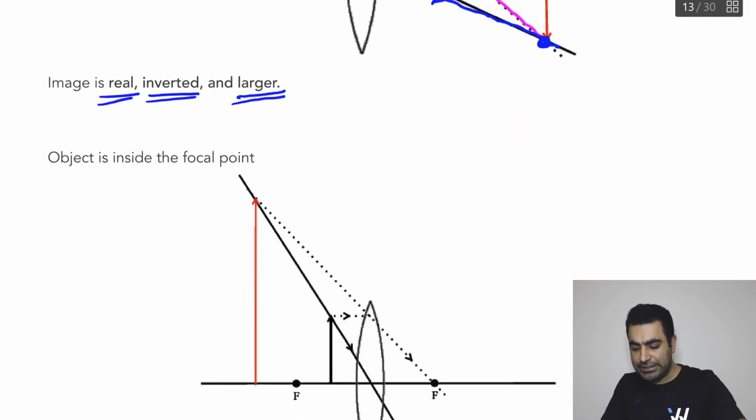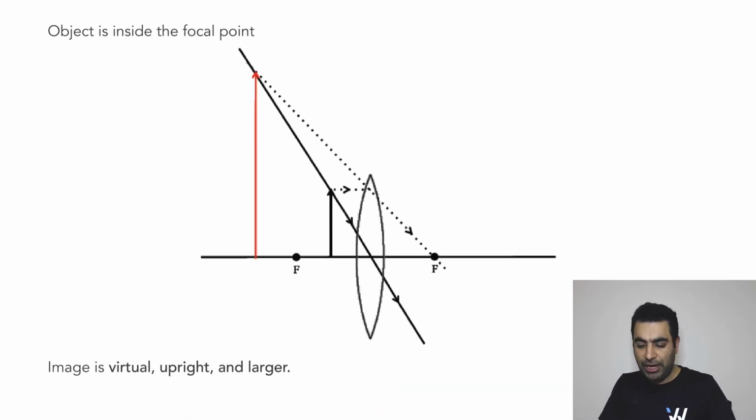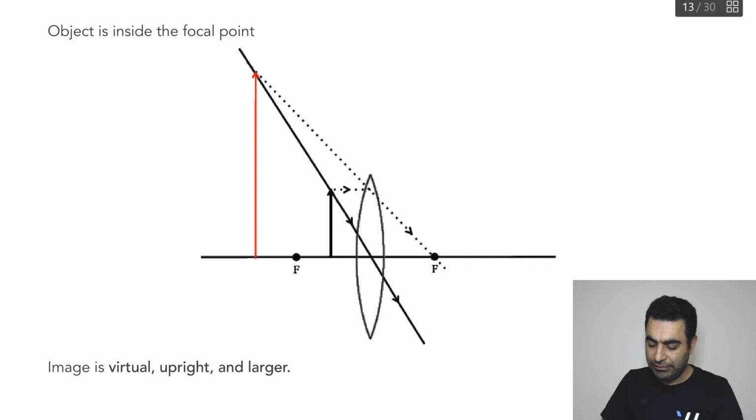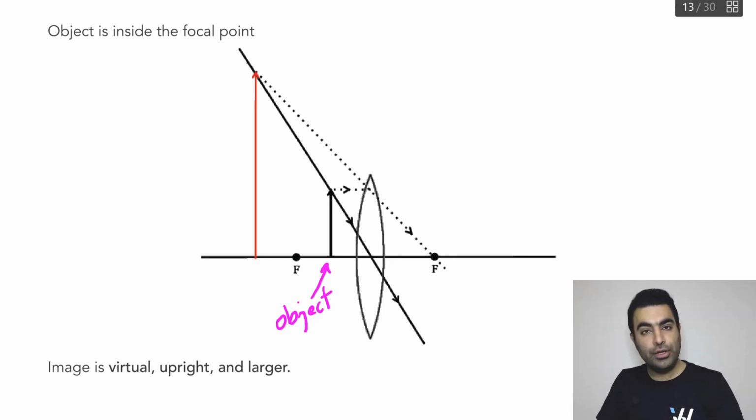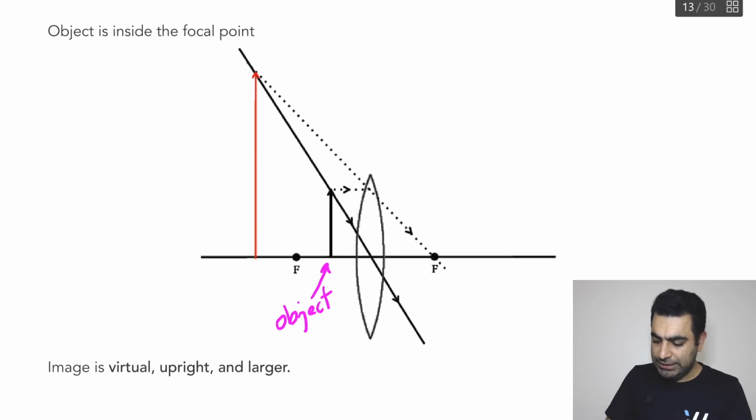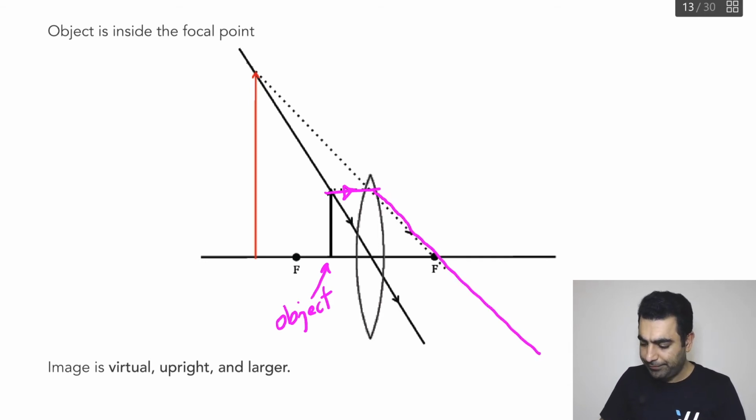Now let's look at another example. In this example, I put the object in a different location. Now we are inside the focal length, or basically between the lens and the focal point. This is the object, if you like. So again, I consider two different rays. The first one I consider here would be the one parallel to the axis, and that should pass through the focal point on the other side. So that would be this ray.